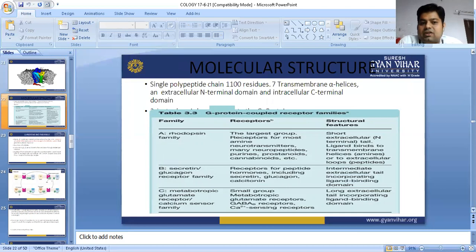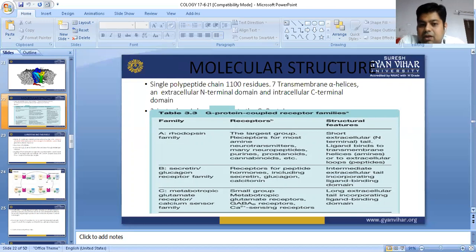The molecular structure of this family, actually this is the largest family, is divided into 3 parts. So we can understand the single polypeptides having 1100 residues, 7 transmembrane alpha helix, an extracellular nitrogen terminal domain, and an intracellular calcium domain is available. So in the GPCR family, first of all, the rhodopsin family.